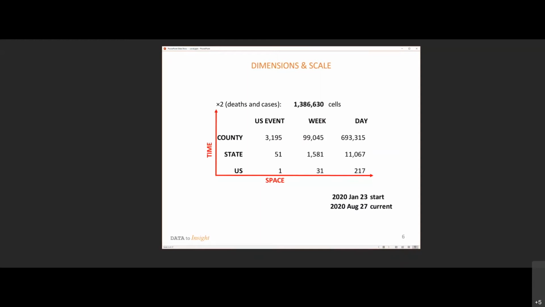We had 700,000 cells in our data set. That's 217 days so far, and about 3,200 counties. That leaves you about 1.4 million cells in your database, and it's increasing obviously every day.